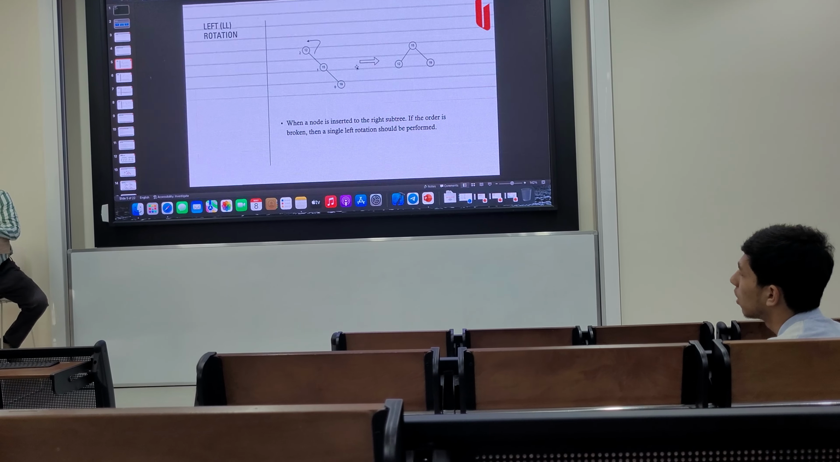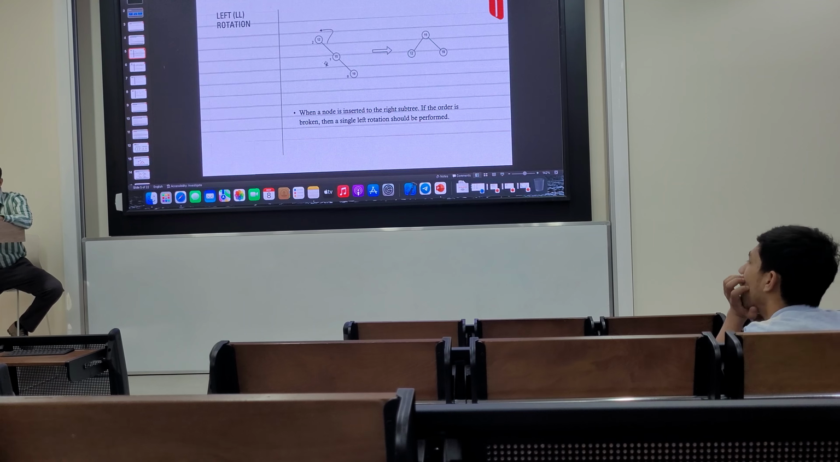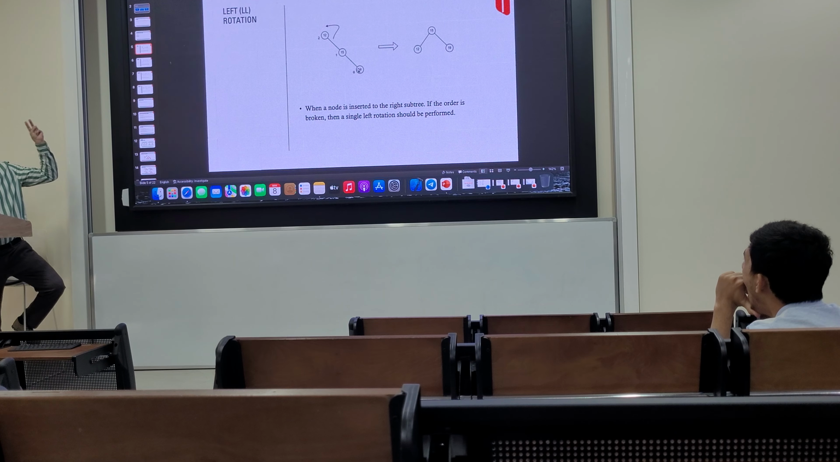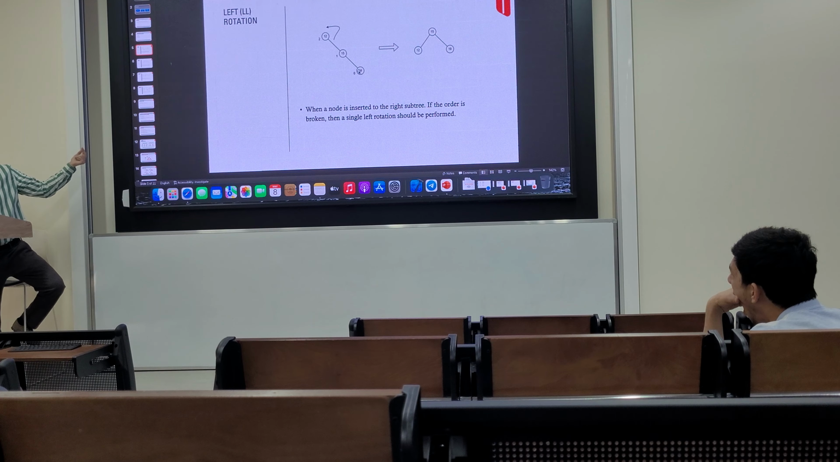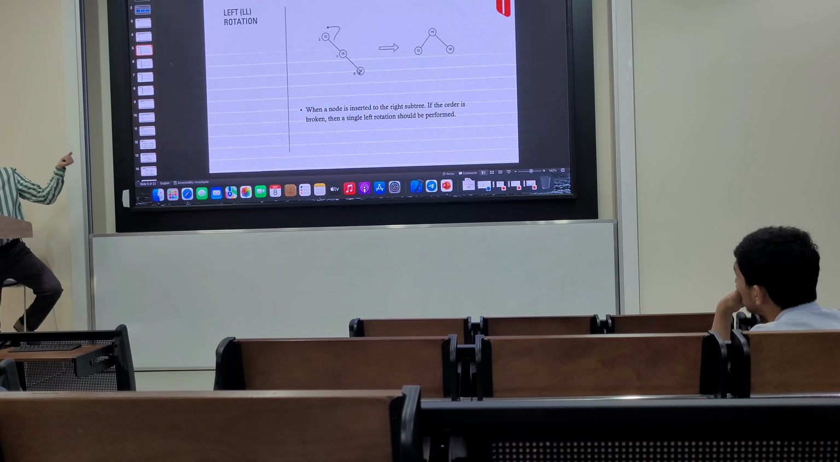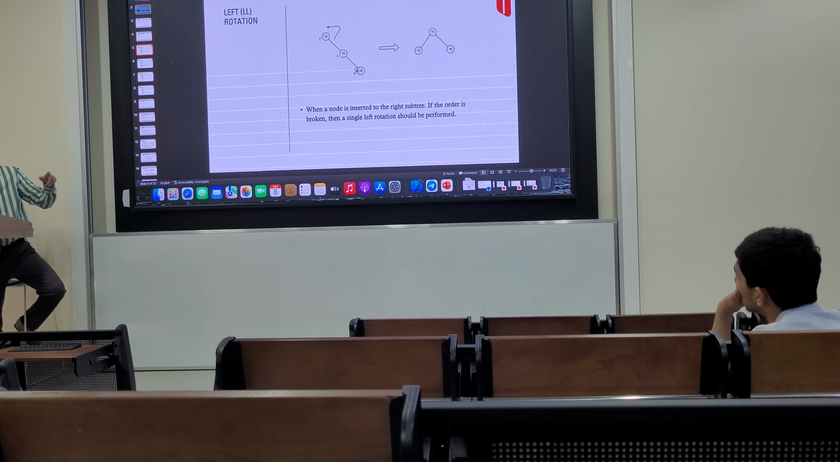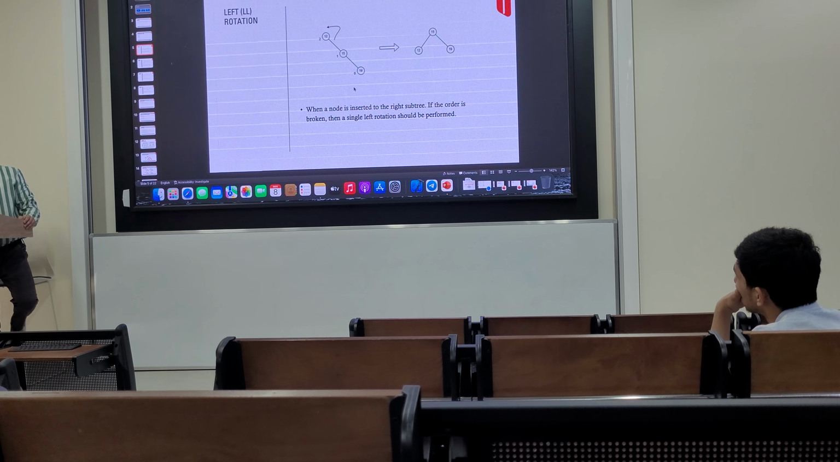Anyways, now suppose we have 12 as a root. Now we can see that we have a difference of 2, correct? A difference of 2 means that it's not balanced. So we have to make one rotation to make it balanced, correct? Because the difference is 2. Okay, now, what can we do?